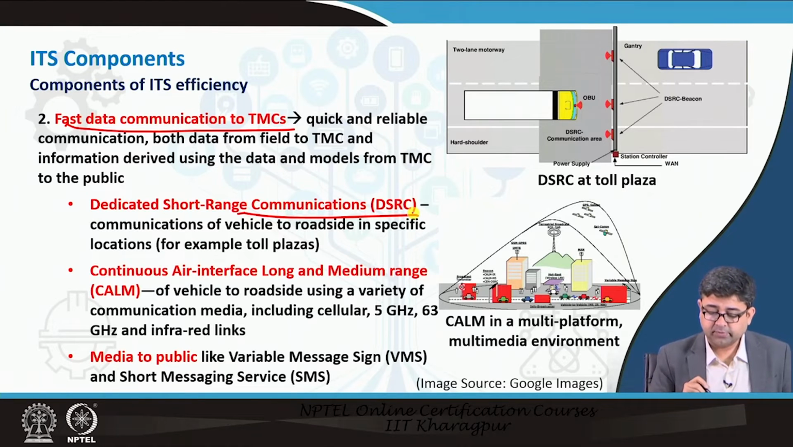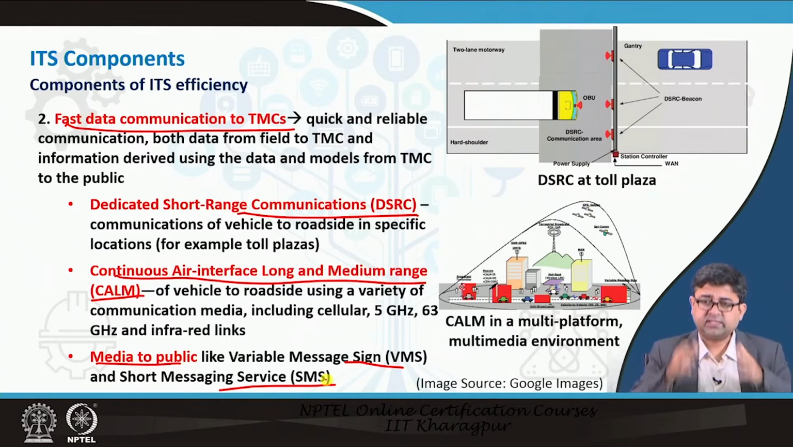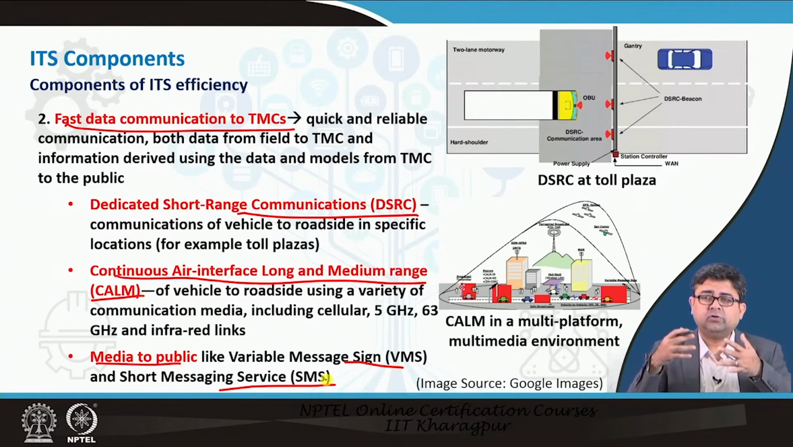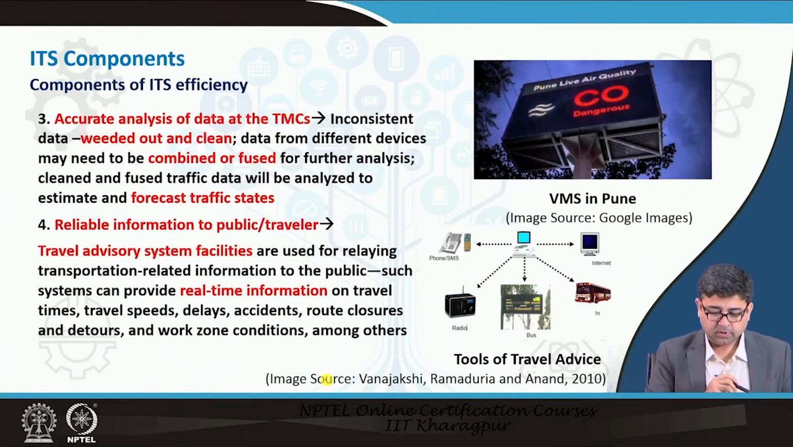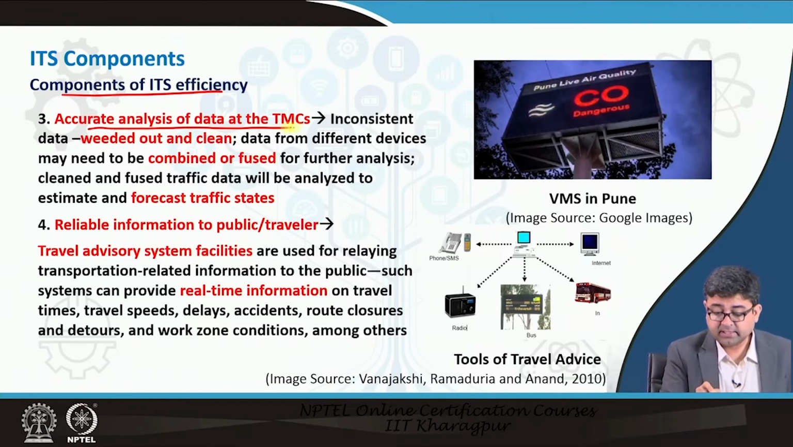DSRC, dedicated short range communications, CALM, continuous air interface long and medium range, and media to public like VMS, variable message signs. VMS are the signs you might have seen on the side of the road, saying slow down, traffic ahead, or slow down, accident ahead, or something like that. That can be easily controlled. Those messages can be controlled from the traffic management center based on data that it is receiving from vehicles or incidents downstream.